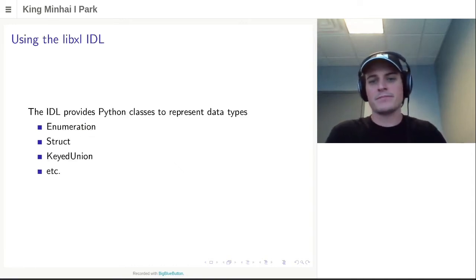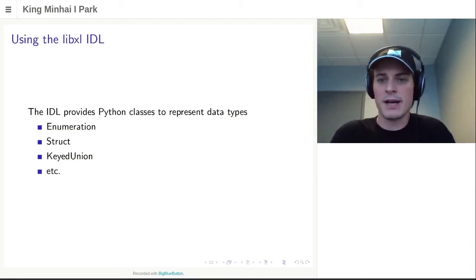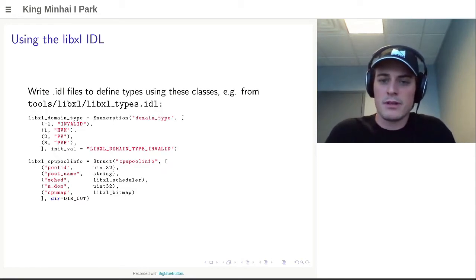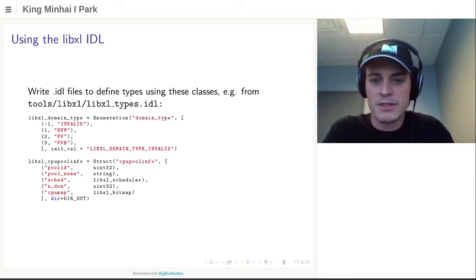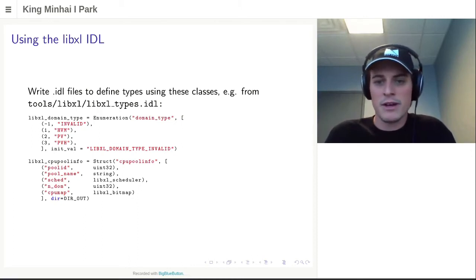So the libxl IDL provides Python classes that you use to mock up data types. Examples of that would be the enumeration class, struct, and keyed union. And they look like this. So you can see there is an example of defining an enum. You just give it a name, specify a list of tuples that has the value and the name of the enum, and then a struct is shown there below.